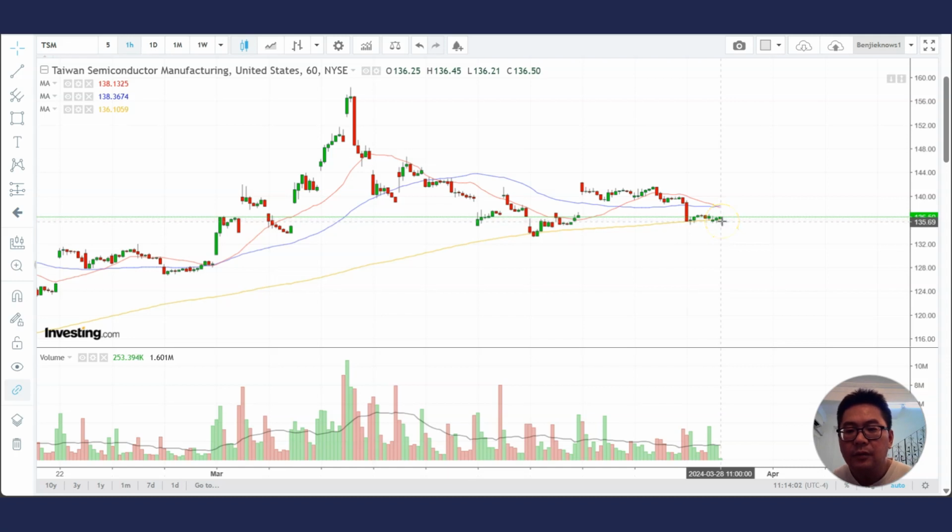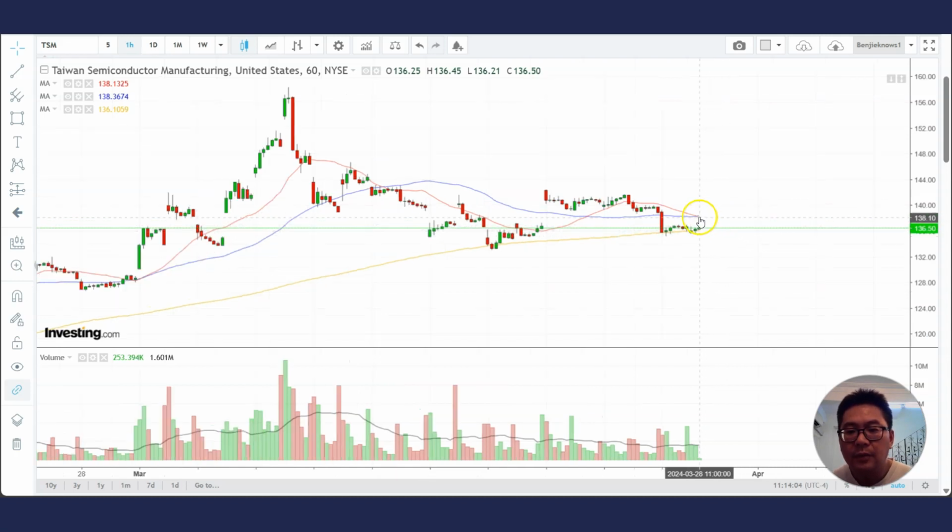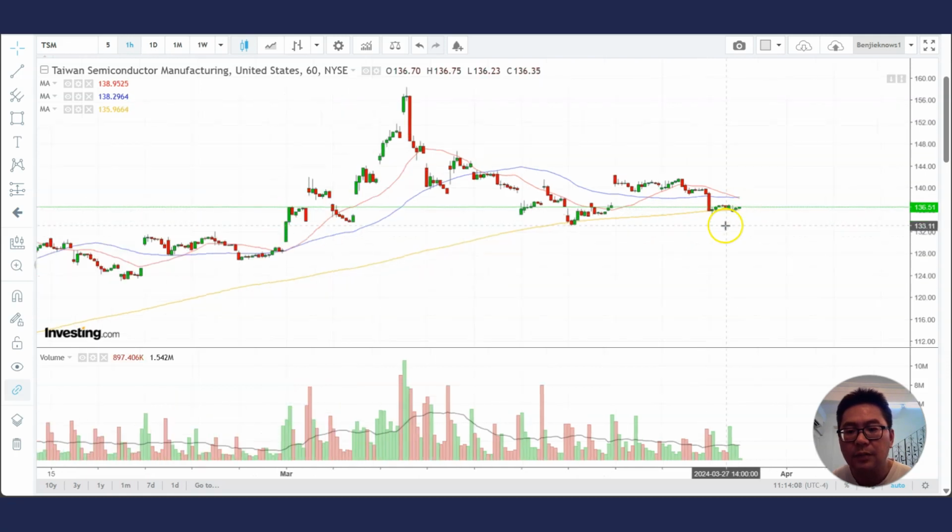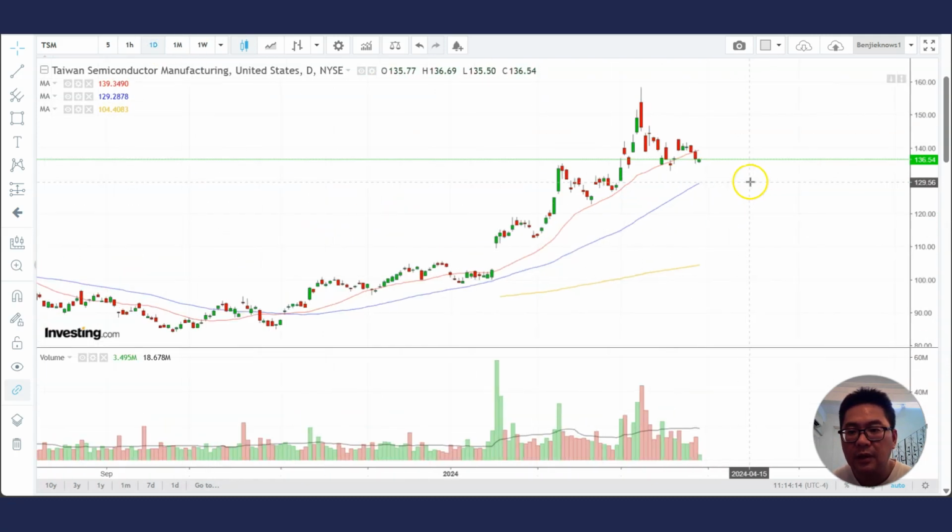Now what we want to see is for it to go back above the 20 MA and 50 MA, and if the 200 MA does not hold, there's a possibility that it might drop and continue to go down till it meets the daily 50 MA.